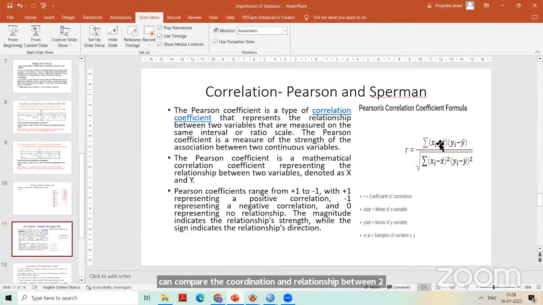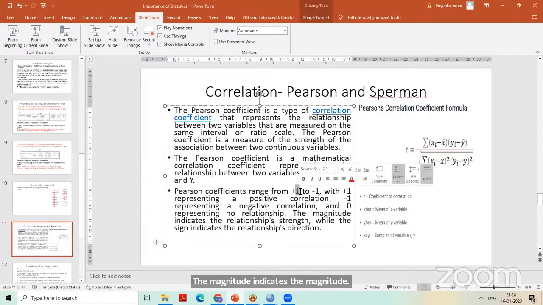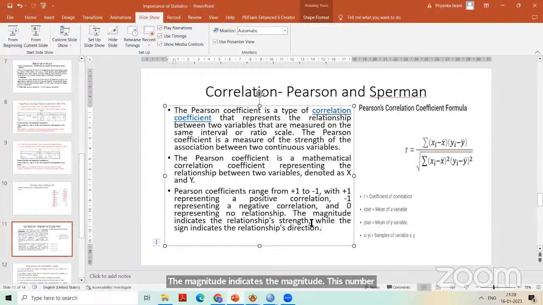So this is just the mathematical formula for it. I just want to explain what value you get in correlation and how you will predict the relationship strength. Pearson correlation ranges from +1 to -1, with +1 representing a positive correlation, while -1 representing a negative correlation, and 0 represents no relation. The numeric value indicates the relationship strength, while the sign indicates the relationship direction.